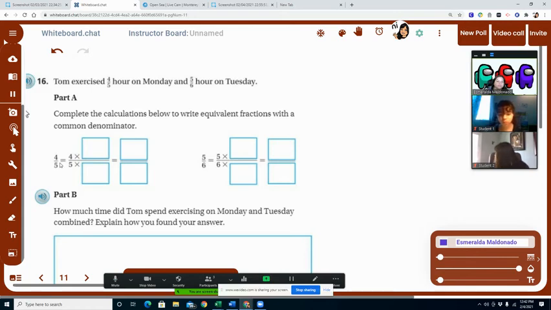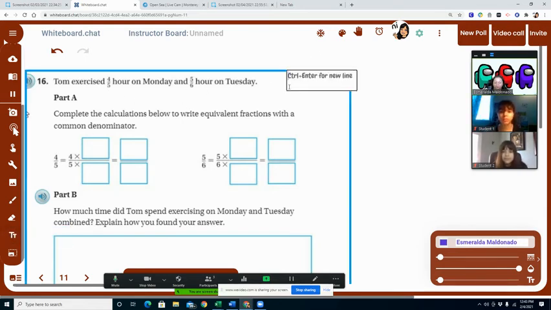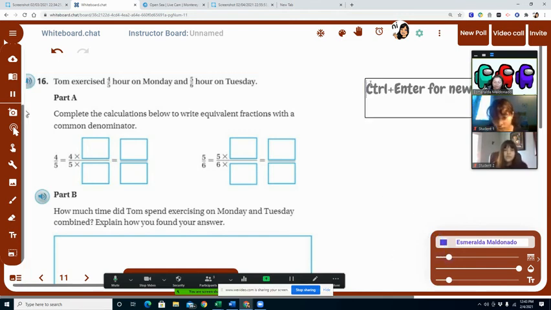So we have 4/5, and we have to find the common denominator, right? So we want to write the multiples of 5 and the multiples of 6 because those are our denominators. So here we have 5 and 6. So let's do the 5s. Ready? Go. 10, 15, 20, 25. Okay. We can stop there.